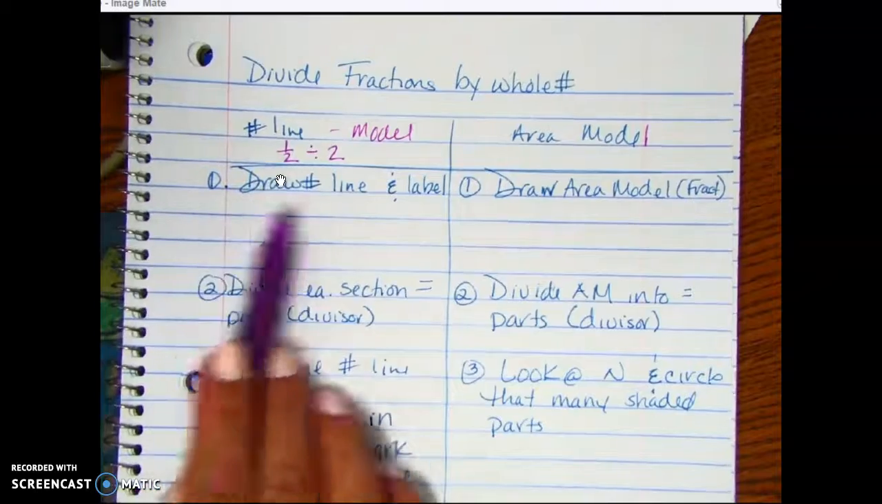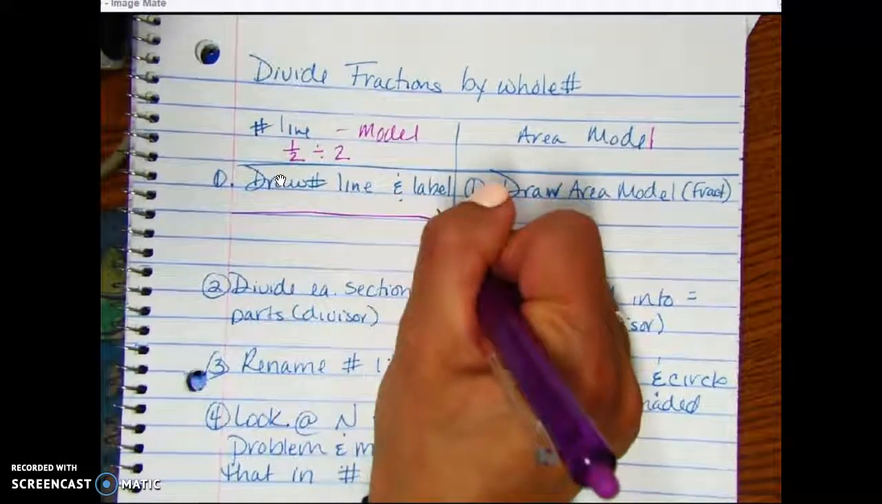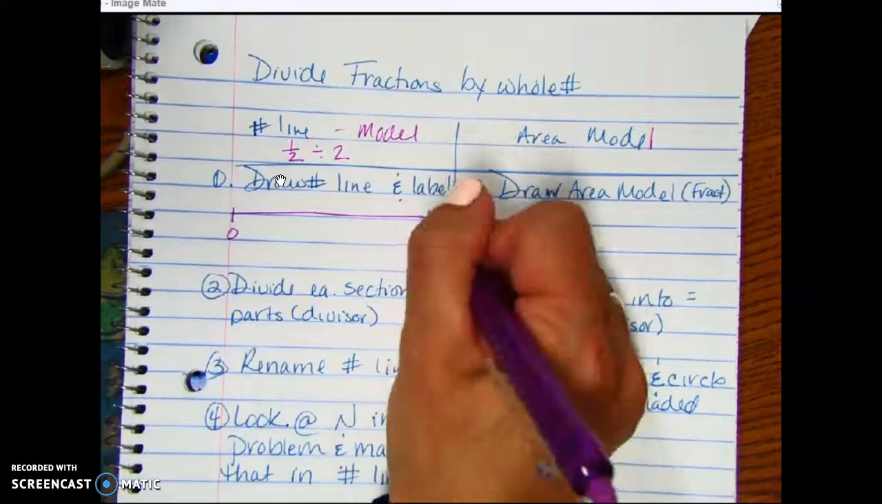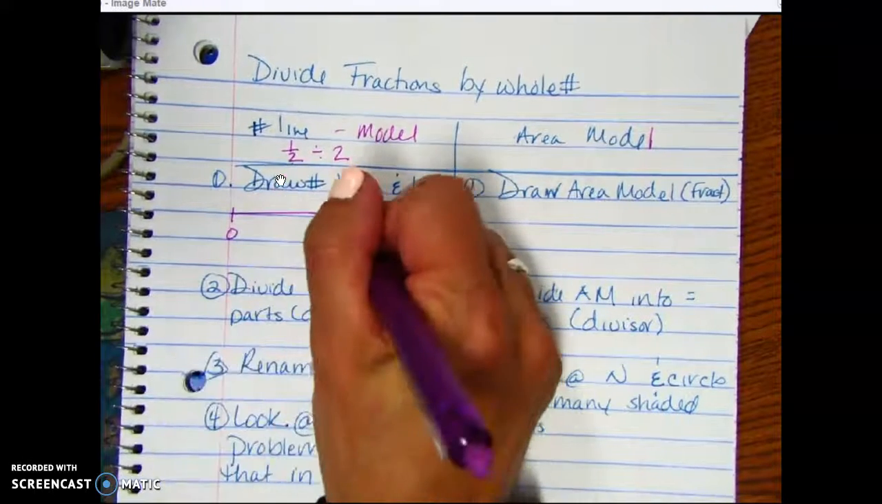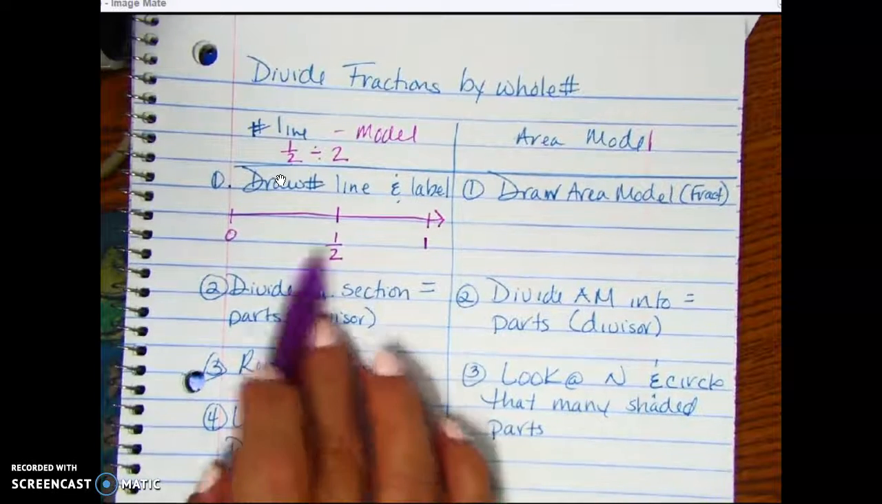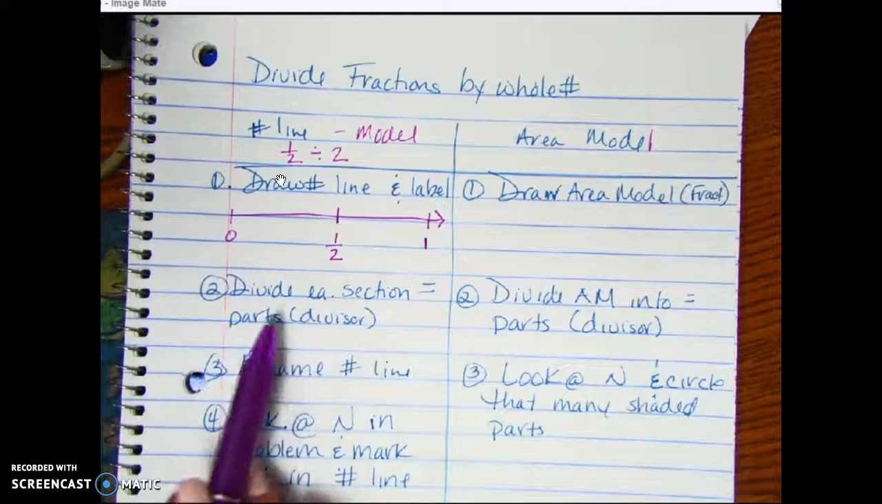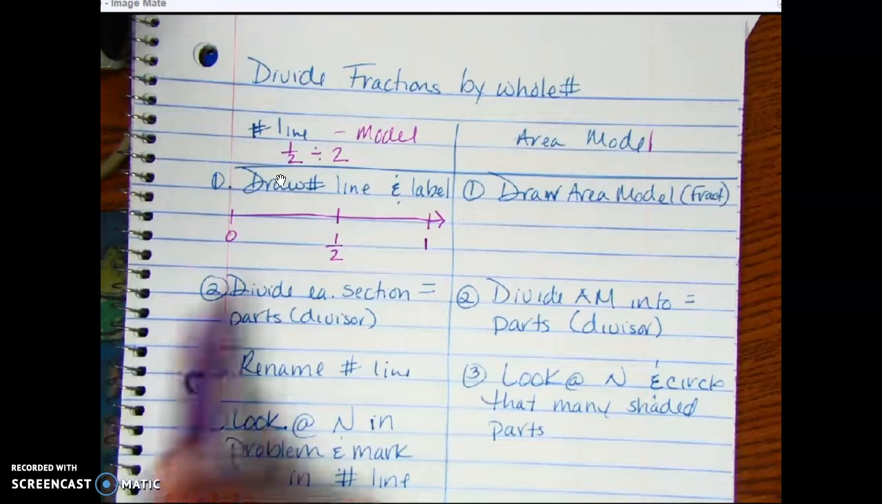So the first step is to draw your number line and label it. So here's my number line. I start at 0, I end at 1 because I'm using a fraction as my dividend. And then 1/2 is right midway between it. I've drawn and labeled.